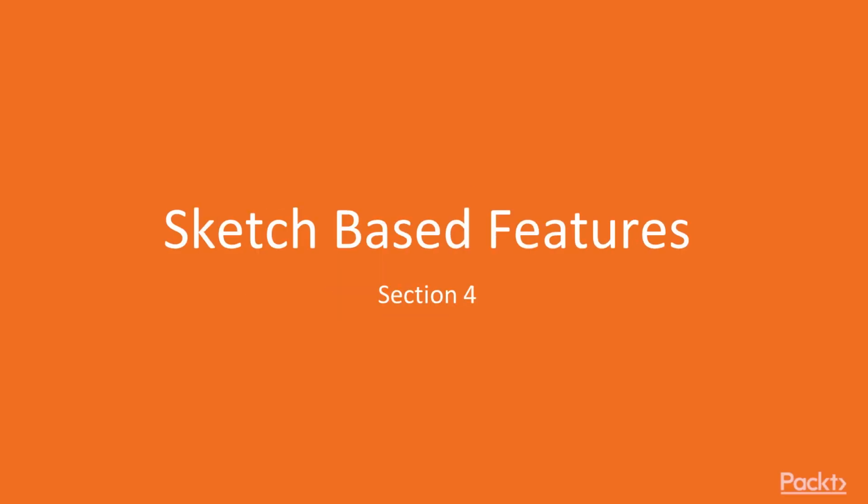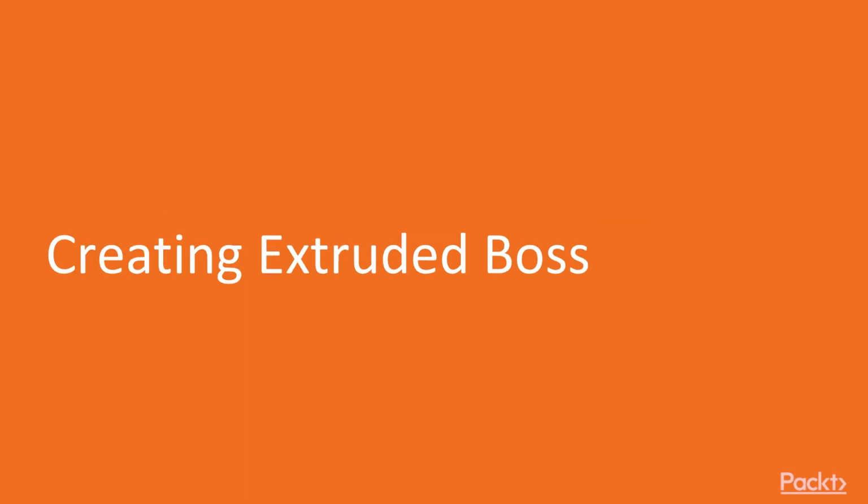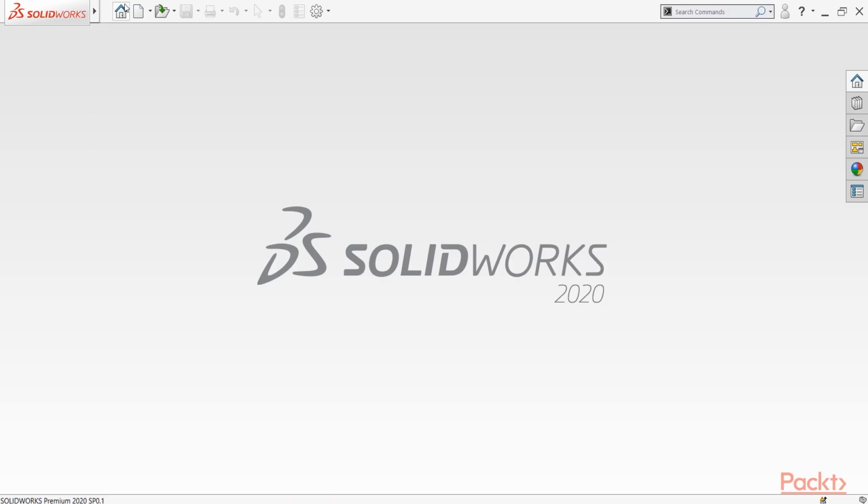Hello everybody and welcome to section 4. After we know how to create 2D sketches and how to turn them into fully defined sketches, and after we know how to modify them, it's time to talk about 3D modeling. We will start with what we call sketch-based features, and we will start with a very important tool, which is Extruded Boss. Let's create a new part.